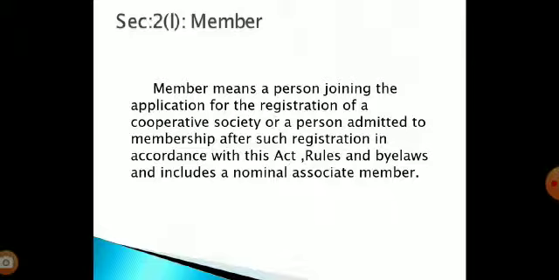In the case of submitting this application, a list of proposed members should be attached. That is specified here. A member means a person joining the application for the registration of a cooperative society or a person admitted to membership after such registration in accordance with the act, rule and bylaw of a cooperative society. Then the member includes the nominal or associate member also.